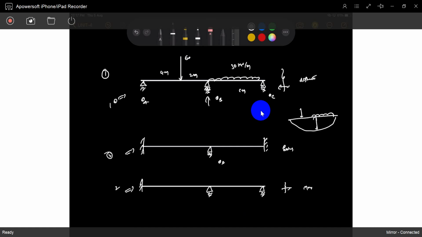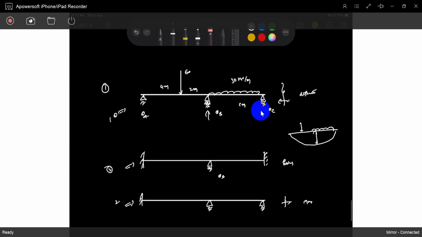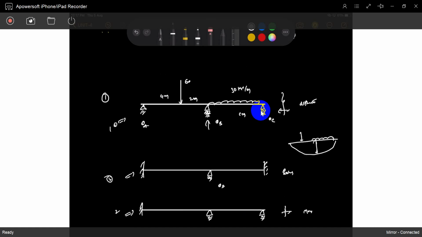So if I want to solve this example problem in a deflection method, you will get theta A, theta B, theta C. Three indeterminacies are there. You want to find theta A, theta B, theta C, so you will get three equilibrium equations. What are the three equilibrium equations? Moment at A is 0, moment at C is 0. So moment at C means MCB is 0, MAB is 0.